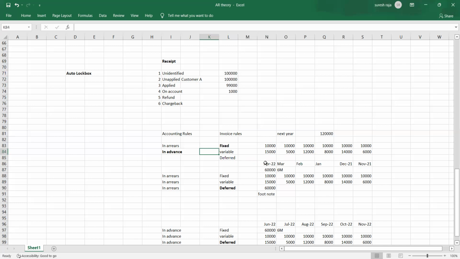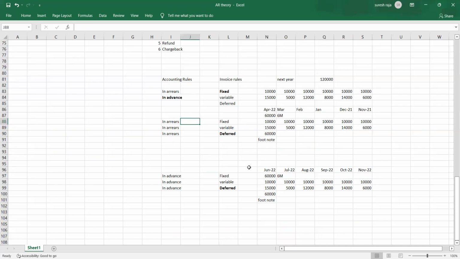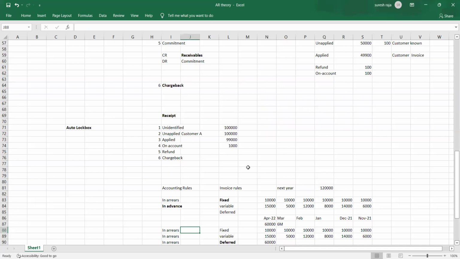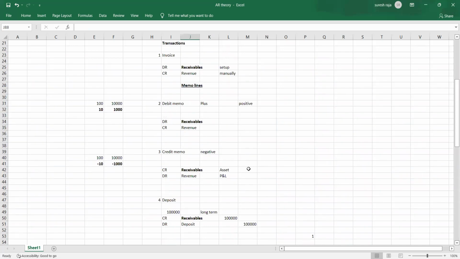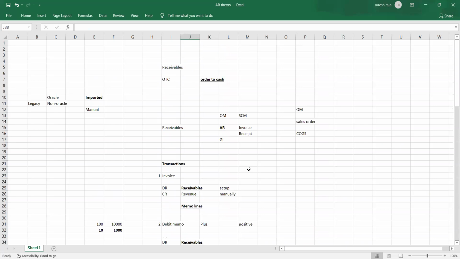So same thing for variable, fixed, variable. In arrears also same thing. I am receiving the income of 5 years before now. So what they say is, it has to be accounted in the place where it belongs. Okay. So we'll see in the system. Okay. Any doubts here? We'll see. Any doubts?